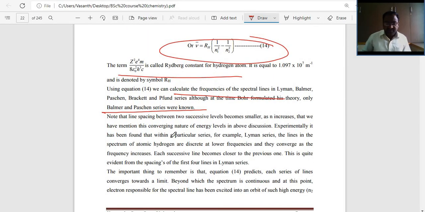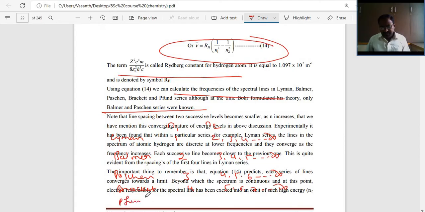Just consider the n1 values for the Lyman series. This is n2. For the Lyman series, n1 is equal to 1, n2 is equal to 2, 3, 4 up to infinity. For the Balmer series, n1 is equal to 2, n2 is 3, 4, 5 up to infinity. Paschen series, n1 is equal to 3, n2 is equal to 4, 5, 6 up to infinity. Brackett series, n1 is 4, n2 is 5, 6, 7 up to infinity. Pfund series, n1 is equal to 5, n2 is equal to 6, 7, 8 up to infinity.